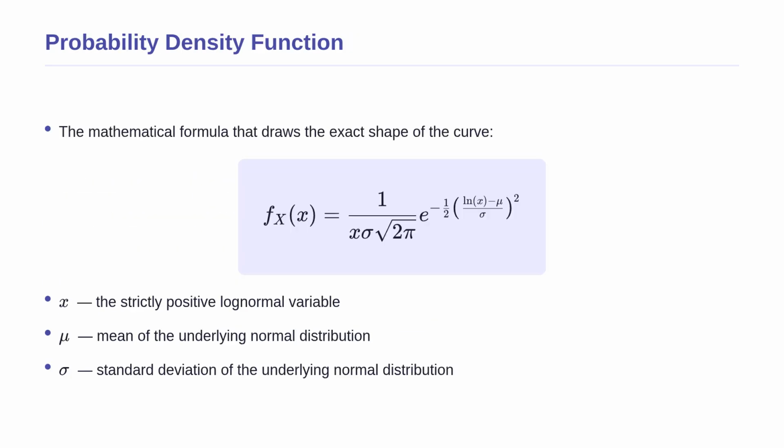This brings us to the probability density function, the mathematical formula that draws the exact shape of our skewed curve. Notice that the formula contains the symbols mu and sigma. It is absolutely crucial to understand that these are not the mean and standard deviation of the log-normal variable itself. Instead, they are the parameters of the hidden underlying normal distribution. The variable x represents our outcome and must always be strictly greater than 0. If you increase the value of sigma, the right-sided tail of the log-normal curve becomes much longer and thicker, meaning extreme values become much more likely to occur.